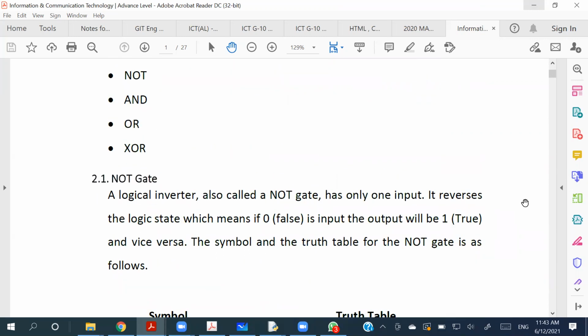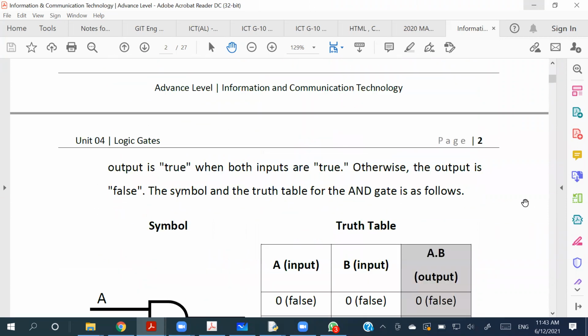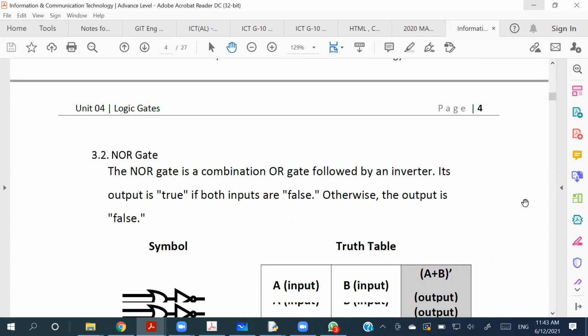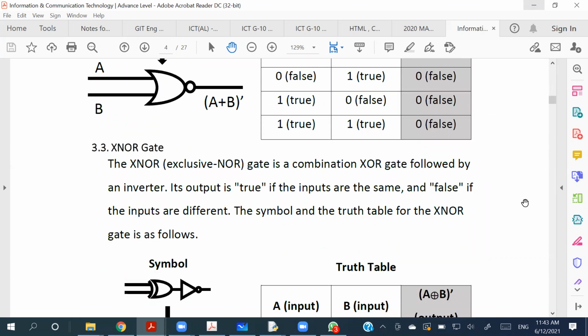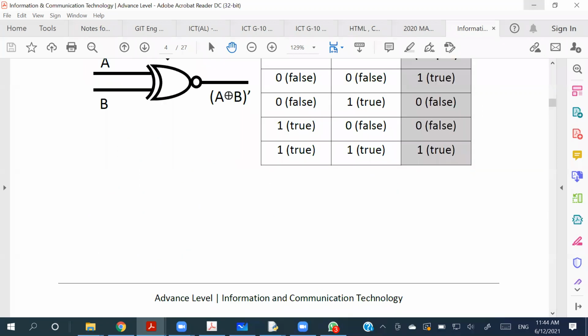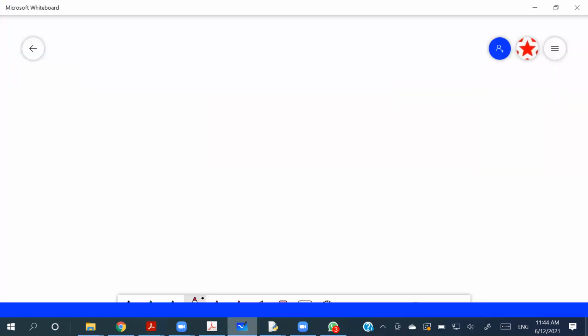So now the first 3-4 pages are discussing these basic gates and the combinational gates, right? So I'll illustrate it to you like this.